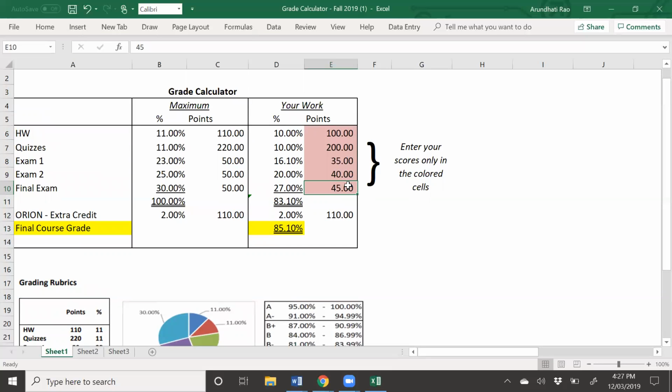If you have any further questions about this great calculator, please send me a detailed email and I'll work with you in terms of calculating your individual grade. Good luck with the Orion assignments and studying for the final exam.